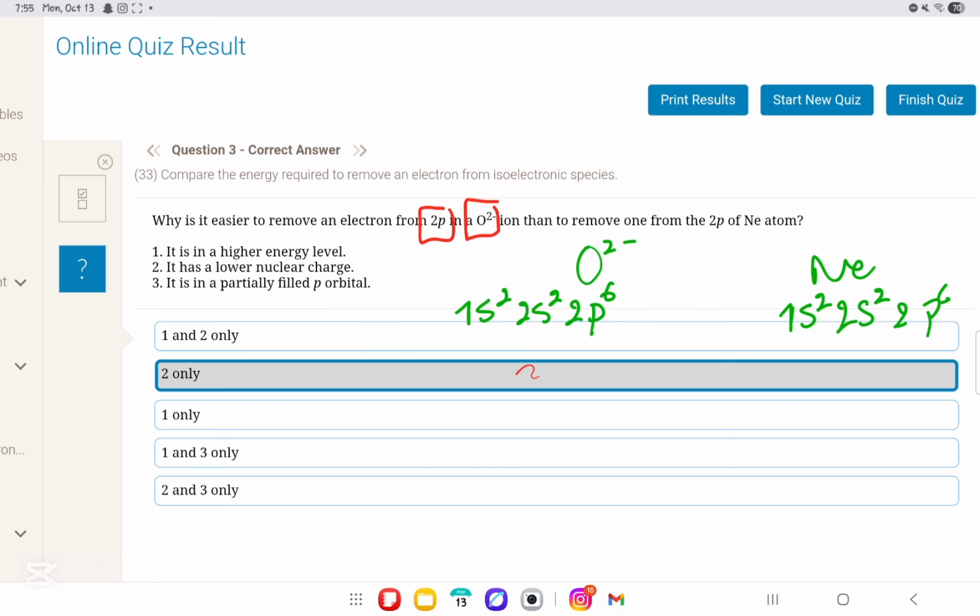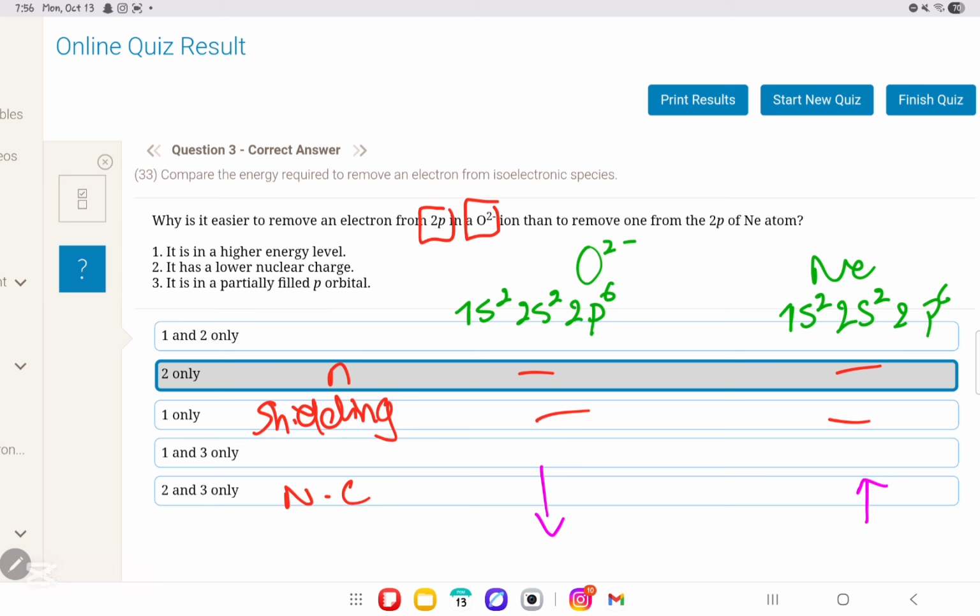If they're in the same period, that means they have the same energy level N and the same shielding effect. So it's the same energy level, the same shielding effect, but the only difference is the nuclear charge, right? So oxygen has a lower nuclear charge than neon. So what happens in this scenario?